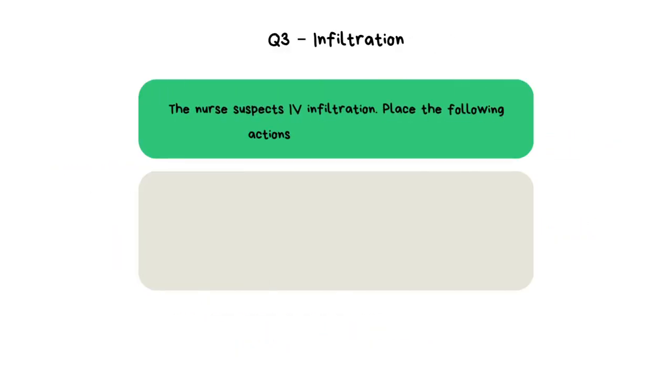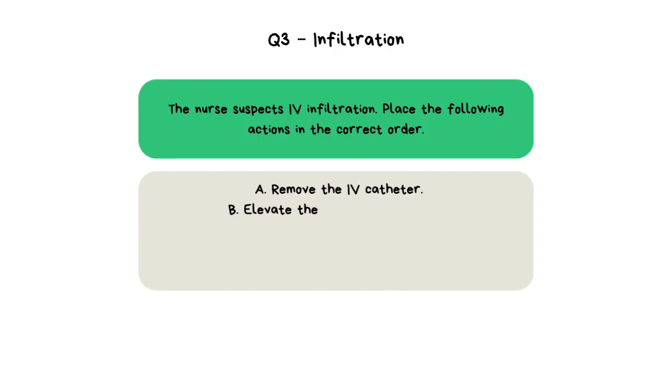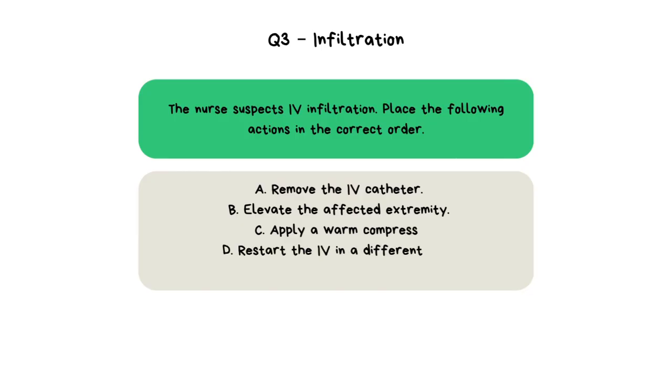A nurse is caring for a client with an infiltrated IV site. Which actions should the nurse take, and in what order? Option 1. Remove the IV catheter. Option 2. Elevate the extremity. Option 3. Apply a warm compress. Option 4. Restart the IV in a different site. Take a moment and think about the correct sequence.